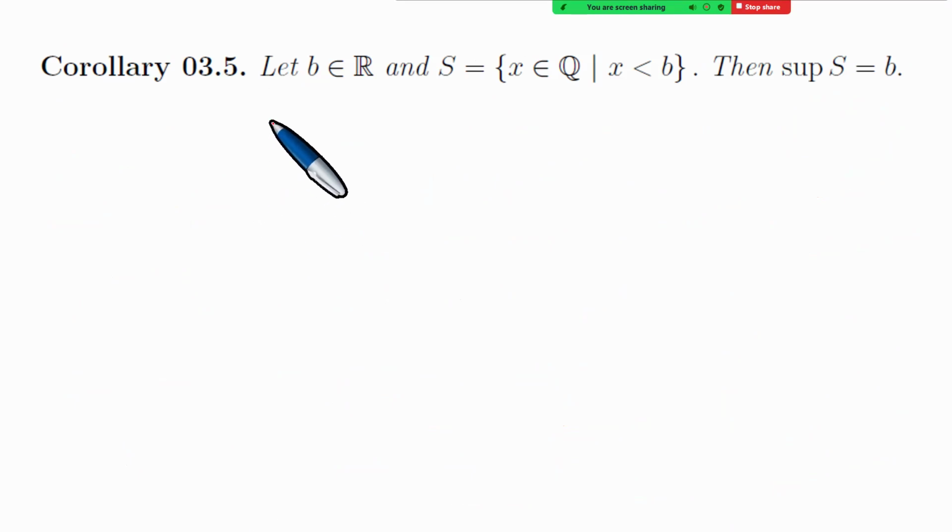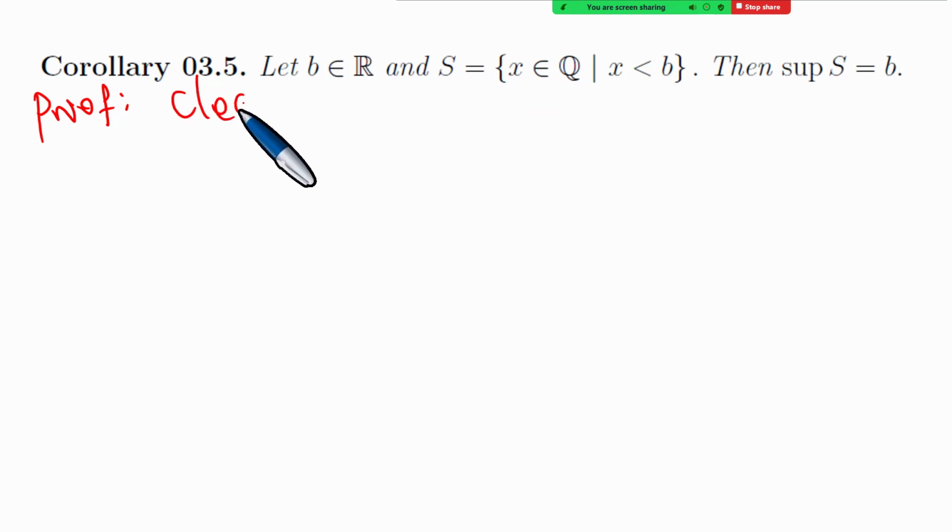In corollary 03.5, let b be a real number and S be the set that contains x's that are elements of the rational numbers such that x is less than b. Then the supremum of S equals b. Let us write the proof. Let's look at the proof of this.